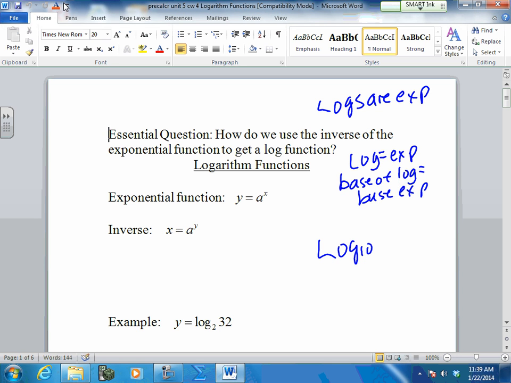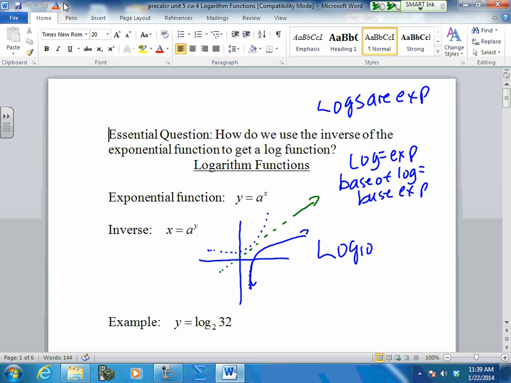We found that our logs will make a nice little graph. Here are our exponential graphs, and our log graphs go like this. I'm just recapping what we did on Friday in case it's been so long that we're really not sure.